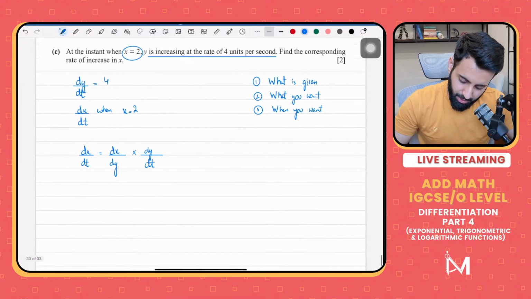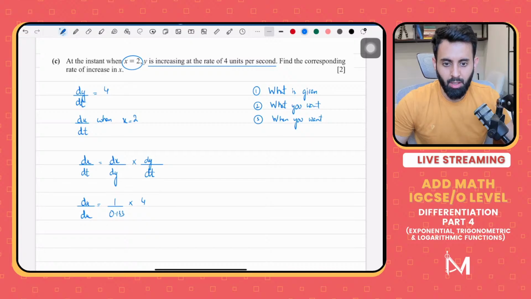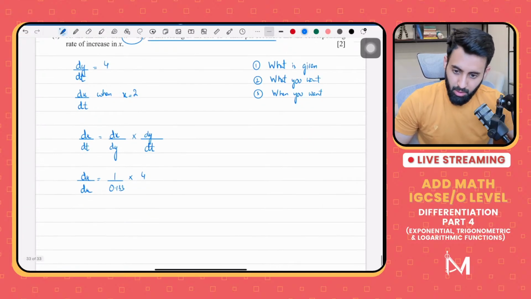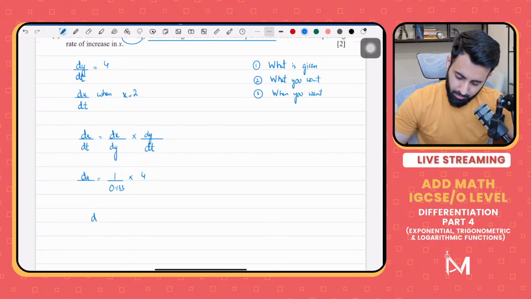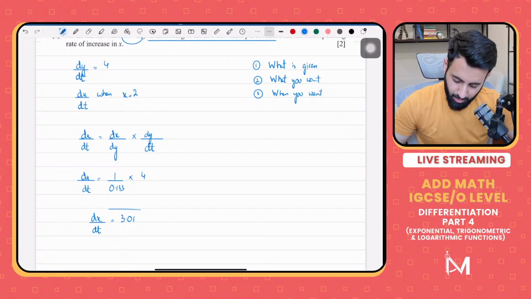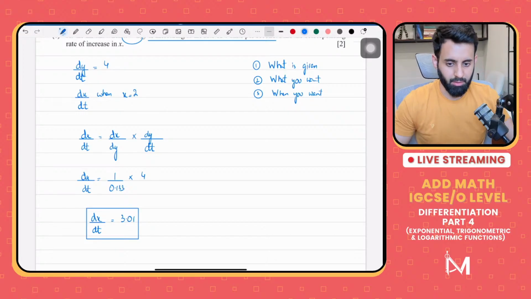So that means dx by dy is going to be equal to 1 upon 0.133, multiplied by dy upon dt, which is equal to 4. So that means dx upon dt is equal to 4 upon 0.133. And work this out using your calculator. And this will be equal to 3.01. So dx upon dt is equal to 3.01, correct to 3 significant figures. Standard rule, which is we give all our answers correct to 3 significant figures.